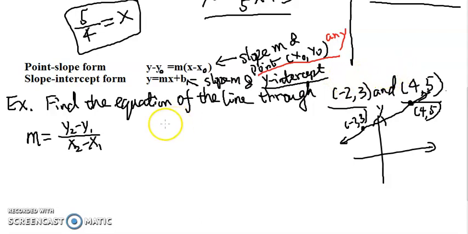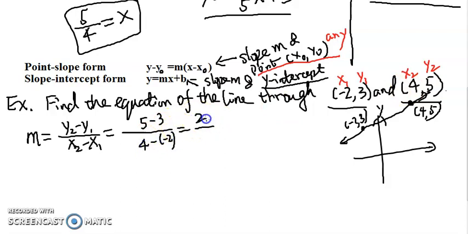So let's see. First, let's use the formula to find the slope. Let's call this one x1, y1, and this one x2, y2. We can plug those numbers into the formula to find our slope. So y2, 5, minus y1, 3, over x2, 4, minus x1, -2. When we simplify that, we get 1/3. So that's our slope.